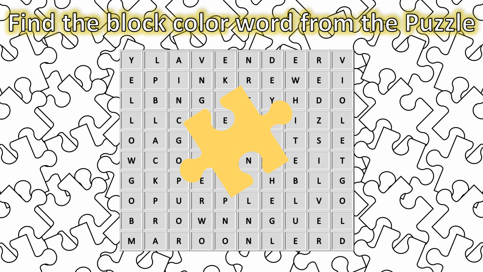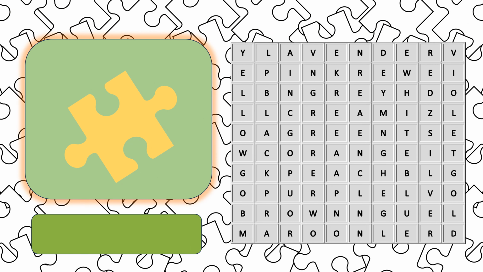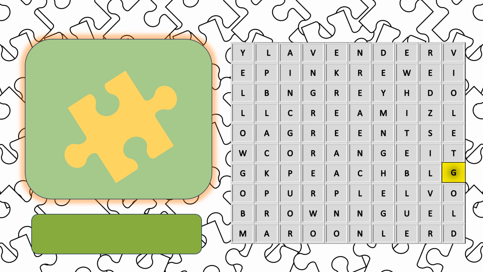Find the black color word name from the puzzle in 10 seconds. 10, 9, 8, 7, 6, 5, 4, 3, 2, 1. Time up. G, O, L, D, gold.